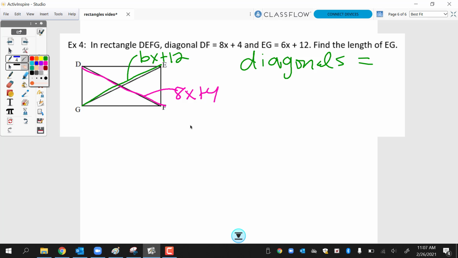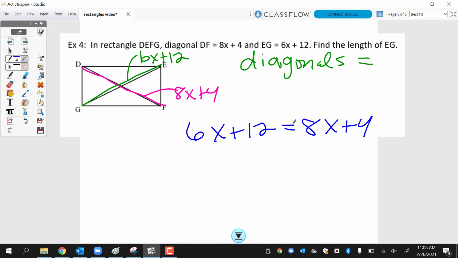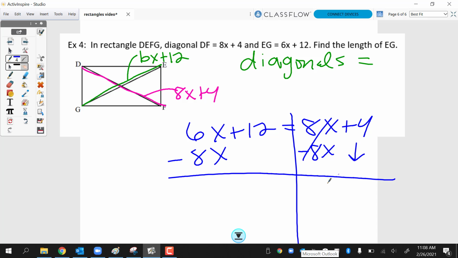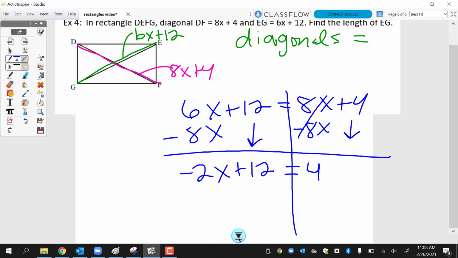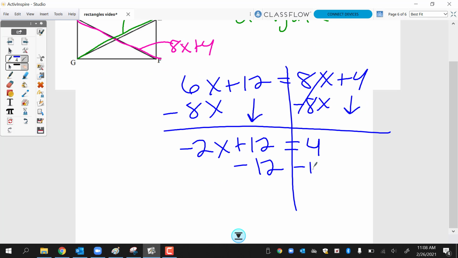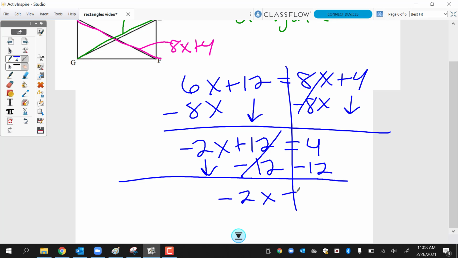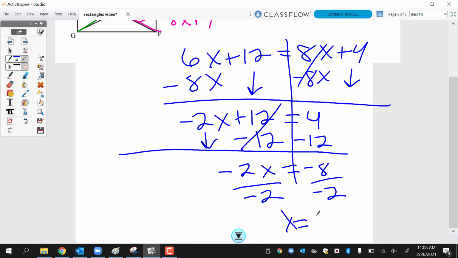Okay, so one of them was 6x plus 12. The other one was 8x plus 4. We set them equal. We solve for x. So I'm moving the x's so they are on the same side. Six minus 8 is negative 2x. And then we're moving the 12 to the other side. Drop down negative 2x. 4 minus 12 is negative 8, divided by negative 2. We get x equals 4.